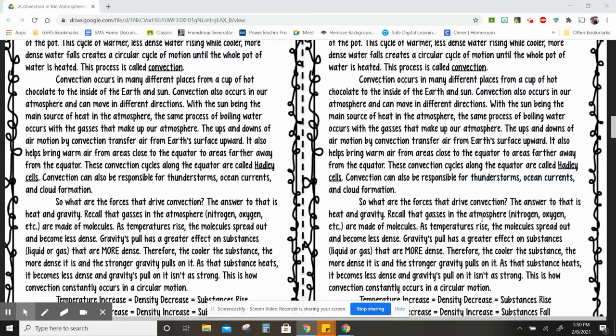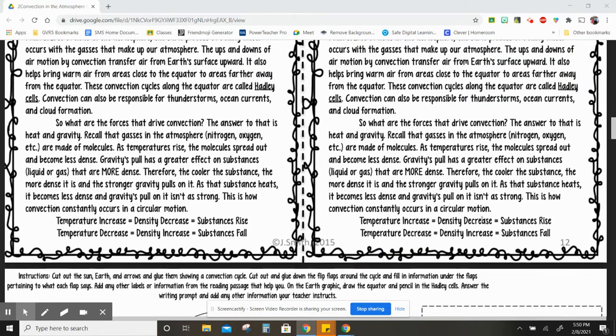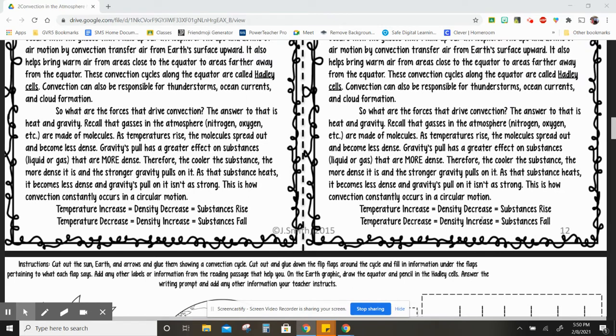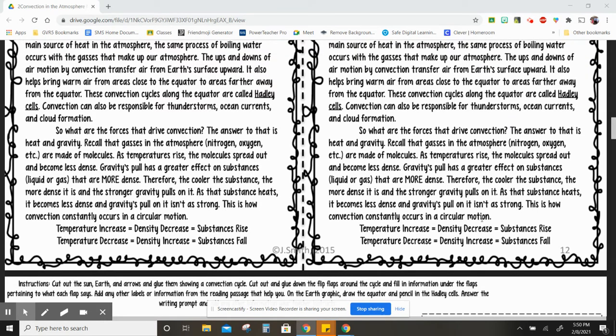Recall that gases in the atmosphere, nitrogen, oxygen, etc., are made of molecules. As temperatures rise, the molecules spread out and become less dense. Gravity's pull has a greater effect on substances, liquid or gas, that are more dense. Therefore, the cooler the substance, the more dense it is, and the stronger gravity pulls on it. As that substance heats, it becomes less dense, and gravity's pull on it isn't as strong.